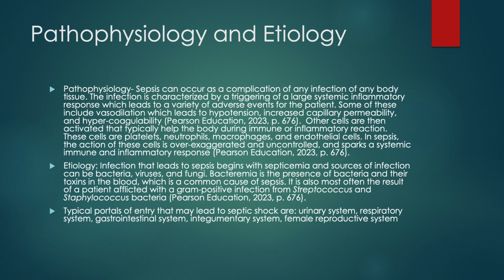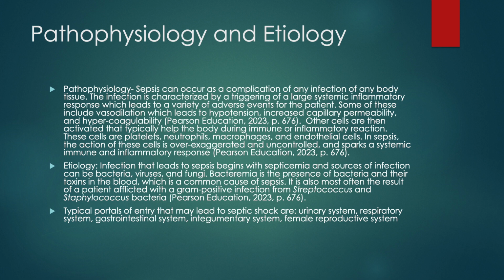The pathophysiology of sepsis is that it can occur as a complication of any infection of any body tissue. The infection is characterized by a triggering of a large systemic inflammatory response, which leads to a variety of adverse events for the patient. Some of these include vasodilation, which leads to hypotension, increased capillary permeability, and hypercoagulability. Other cells are then activated that typically help the body during immune or inflammatory reaction. These cells are platelets, neutrophils, macrophages, and endothelial cells. In sepsis, the action of these cells is overexaggerated and uncontrolled and sparks a systemic immune and inflammatory response.